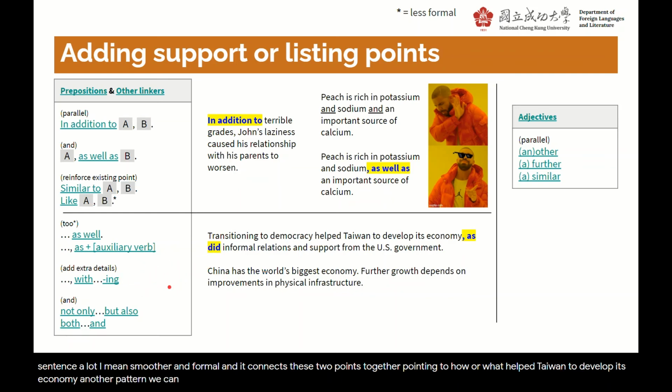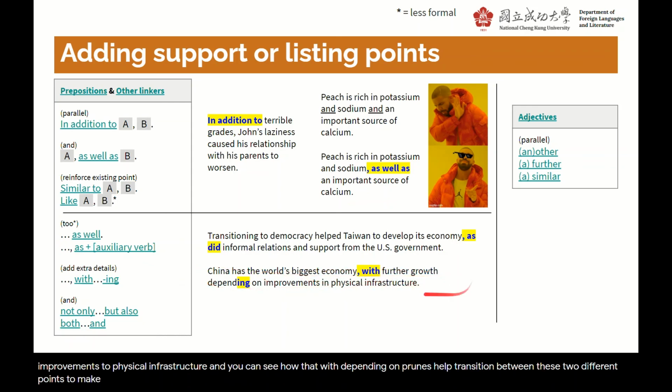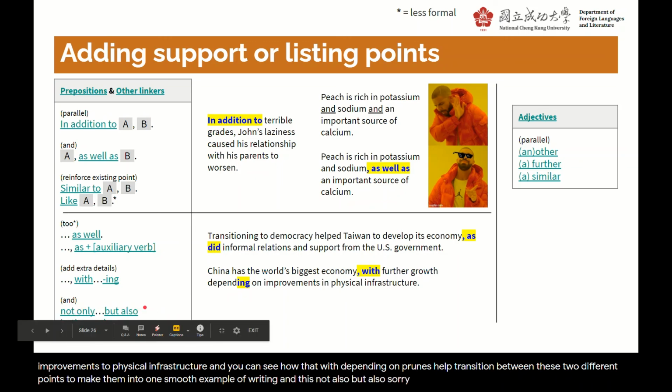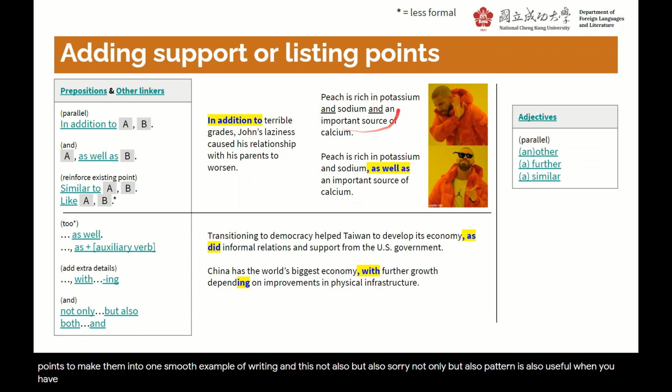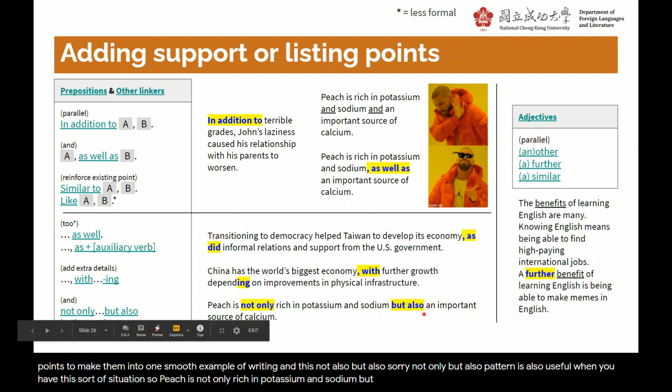Another pattern we can use is with an "-ing." The detail added to this sentence is that further growth depends on improvements to physical infrastructure. And you can see how "with depending on improvements" helped transition between these two different points to make them into one smooth example of writing. And this "not only but also" pattern is also useful when you have this sort of situation. So peach is not only rich in potassium and sodium, but also an important source of calcium.